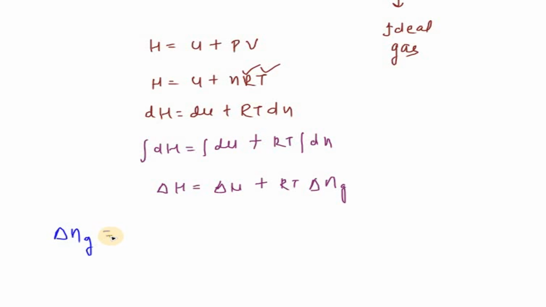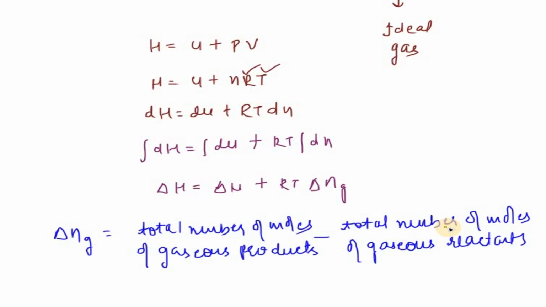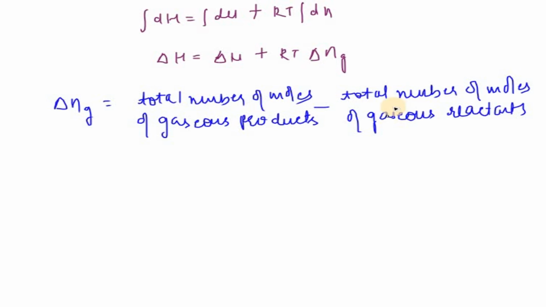Whenever we are talking about a chemical reaction, delta Ng means the total number of moles of gaseous product minus the total number of moles of gaseous reactant. So we are not talking about a gas escaping from the container, where delta Ng would be final moles minus initial moles. If we are talking about a chemical reaction, for delta Ng we take the number of moles of gaseous products only, minus the number of moles of gaseous reactant.